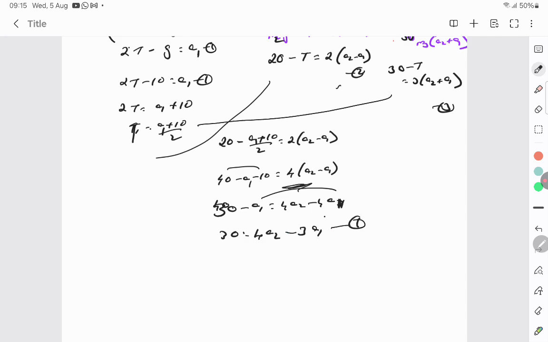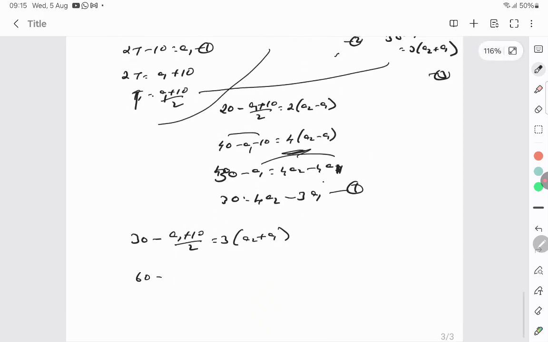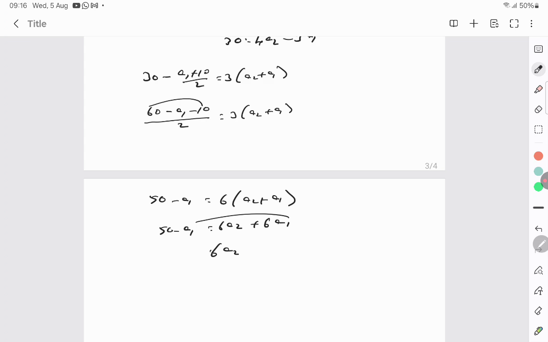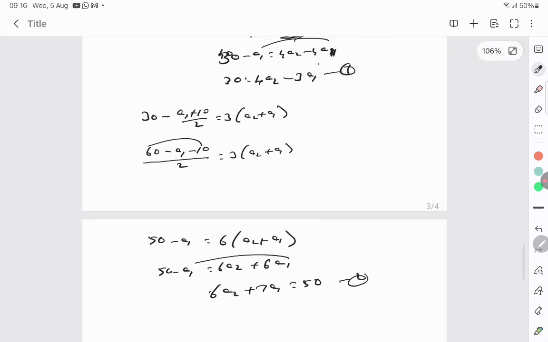Similarly, you can take this and substitute in this equation. 30 minus T itself, which is A1 plus 10 by 2, is equal to 3 into A2 plus A1. So it's 60 minus A1 minus 10 by 2 is equal to 3 into A2 plus A1. So 60 minus 10 is 50 minus A1 is equal to 6 into A2 plus A1. 50 minus A1 is equal to 6A2 plus 6A1. So you get an equation 6A2 plus 7A1 is equal to 50. Solving this and this, you can get A1 and A2.